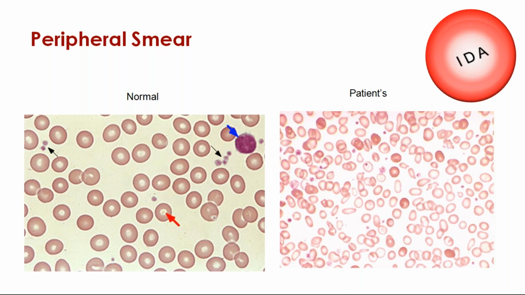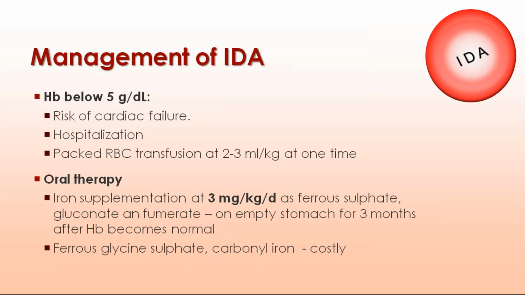You can also see different sizes. On your left, the cells are almost similar in size. On your right, some are very small, some are a little tinier: this is anisocytosis. Poikilocytosis is different shapes, distorted shapes and so on. Anisocytosis deals with size, poikilocytosis with shape. This is actually typical of a patient with iron deficiency anemia.